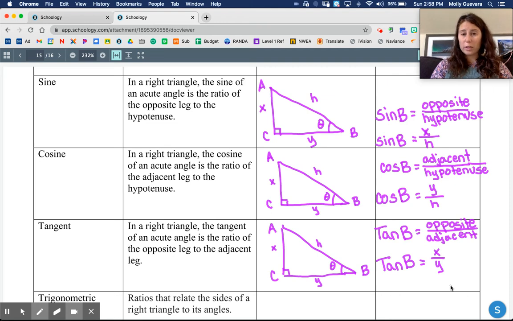But I think the most important thing right now is just knowing that if I'm talking about angle B, X is opposite because it's across from it, right? Y is adjacent because it's touching that angle. And then H is always the hypotenuse.